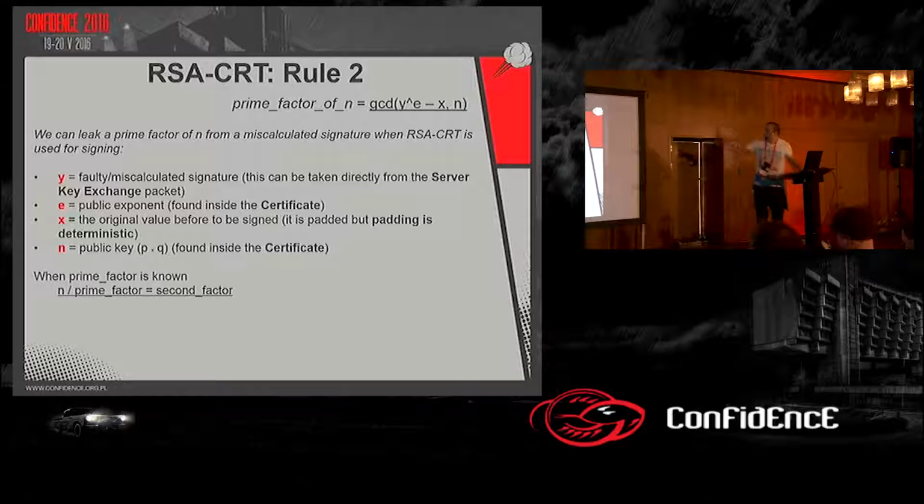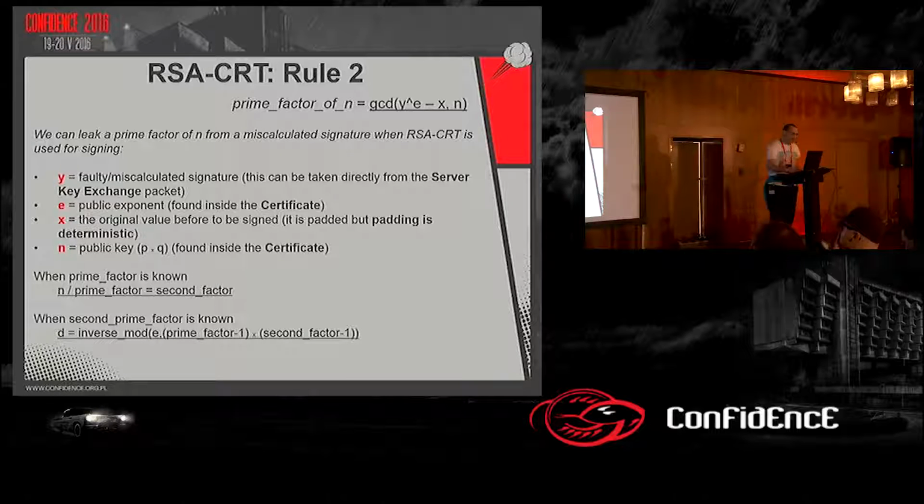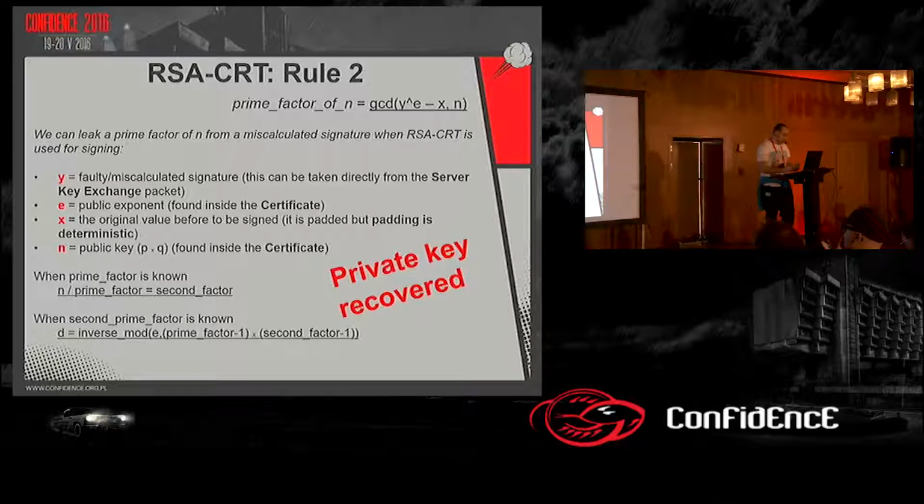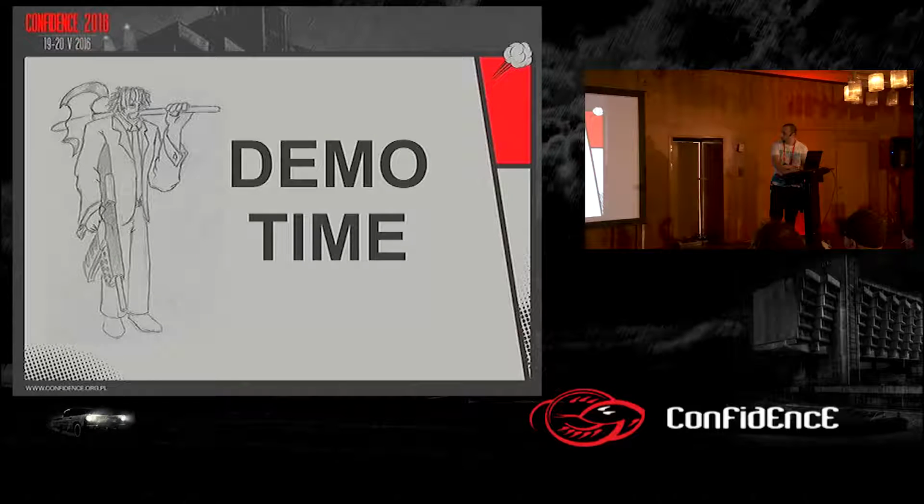So with this formula, we can get one of the prime factors. We can get P or Q. And when we know P or Q, we can derive the other prime number just by dividing N by the prime factor. This gives us the possibility to derive a second factor, and we can use that to derive the private key. So this is the theory behind the attack. And after that, as I told you, we can recover the private key. And now, demo time.